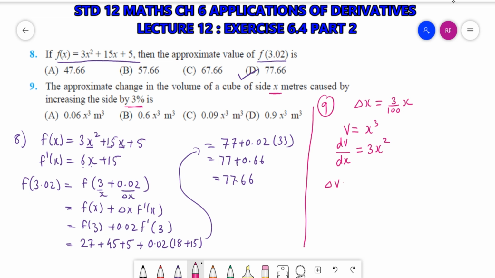So approximate change in volume will be dV by dx into delta x. What is dV by dx? 3x square. Okay. And what is delta x? That is equal to 3 by 100 x. So this will be equal to 3 into 3, 9 by 100 x cube. So this will be 0.09 x cube. So the correct answer is C. Clear? So this was about question number 8 and 9. So just note it down.